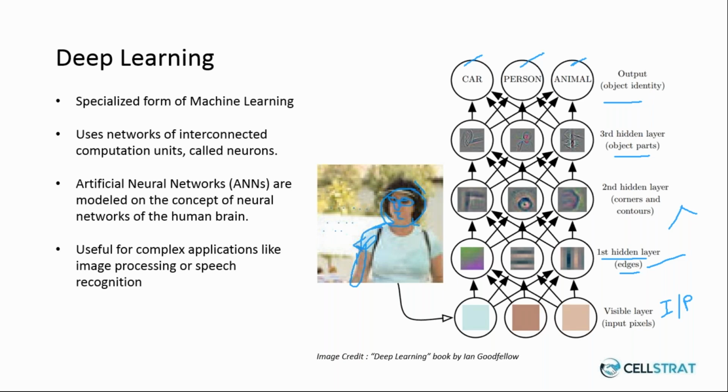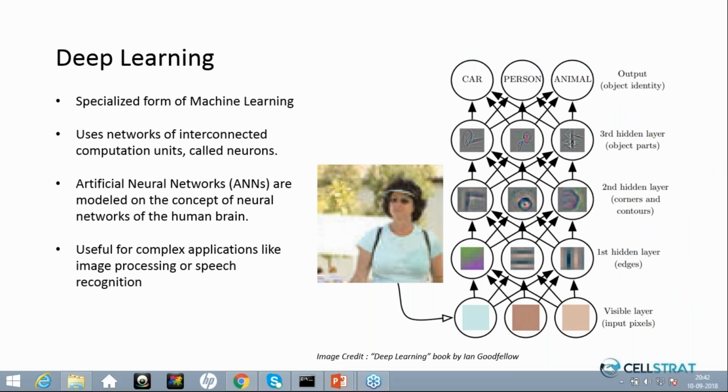So this is how a neural network works, and a neural network is nothing but a more specialized form of machine learning. So it is still machine learning, but a more sophisticated mechanism for machine learning. Okay, I hope this is clear.